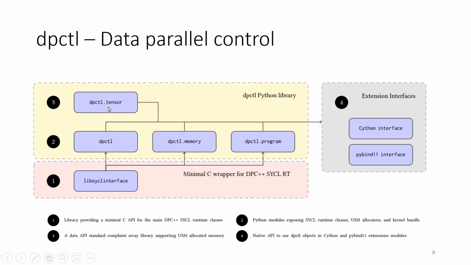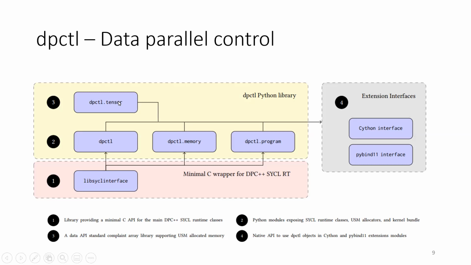dpctl.tensor is an array library complying to the Python array API spec, and all modules provide Python and C-level headers to enable their usage. If you're writing C++ code, they have binders to use from C++.